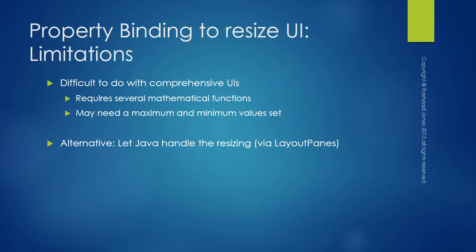And even if you have these mathematical functions in play, the window can get so big that certain objects can obscure or overlap other objects. So you may still need to set minimum and maximum values for your windows, which you probably won't know how to do without trial and error. So there are some limitations here. And the alternative is to just let Java handle the resizing via layout panes. We're going to discuss that in great detail coming up.